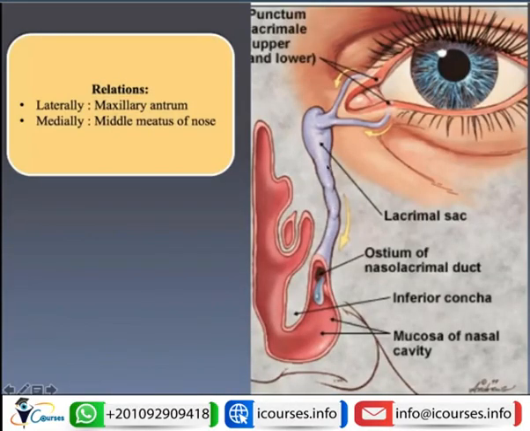So what are the relations of the nasolacrimal duct? Lateral to the nasolacrimal duct is the maxillary sinus, while medially is the middle meatus of the nose, and this is the middle turbinate. So the middle meatus of the nose is located medially, while the nasolacrimal duct opens into the inferior meatus. Just keep this in mind, because again it was asked before in the exams.